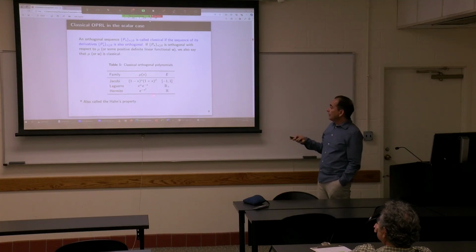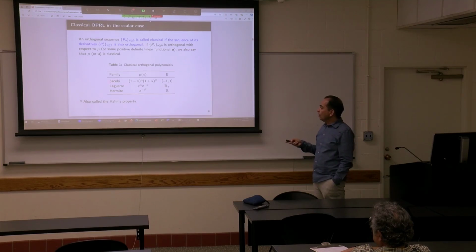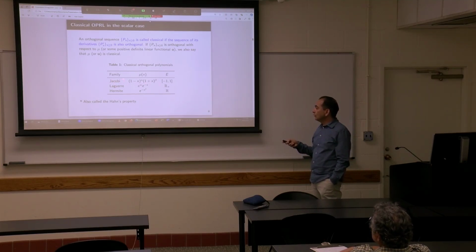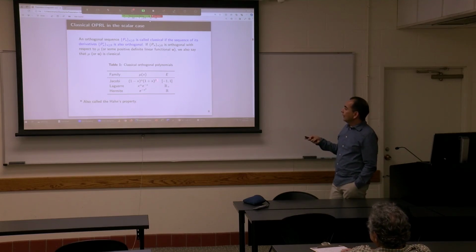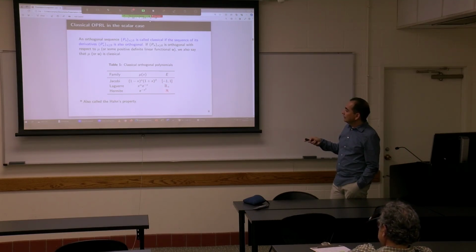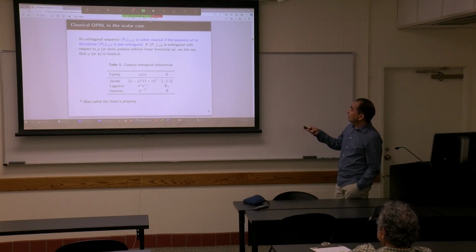And the classical families, as I mentioned in the beginning, are the Jacobi polynomials, which are orthogonal with respect to this positive weight, the Laguerre polynomials, which are orthogonal with respect to this weight, and the Hermite polynomials, which are orthogonal with respect to the normal distribution. This is the bounded case, this is the semi-bounded case, and this is the unbounded case. Right? And this property of being classical is sometimes also called Hahn's property.